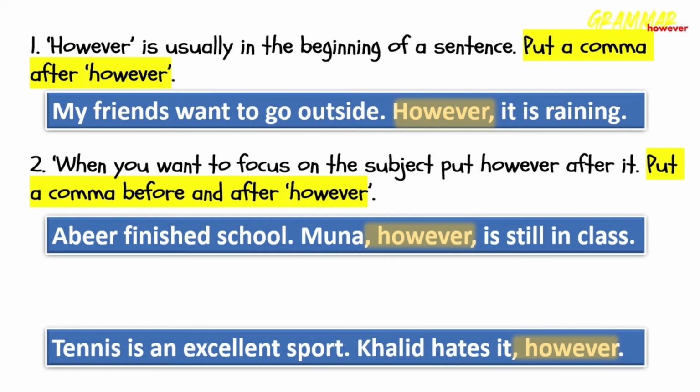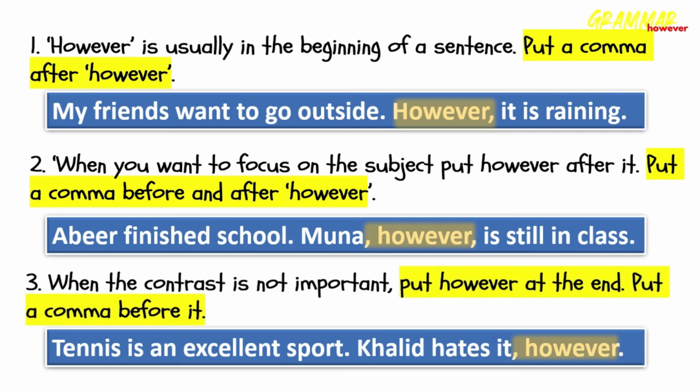So for example, in this sentence, we have Muna. She's the subject. We want you to focus on her because she's still in the class. Focus on Muna. So we place however after the subject that we want you to focus on and put a comma before however and after. That's number two. Number three, when the contrast is not important, I don't want you to pay attention to the contrast, we put however at the end and just put a comma before however. Like we have in this sentence here, tennis is an excellent sport. Khalid hates it, however.